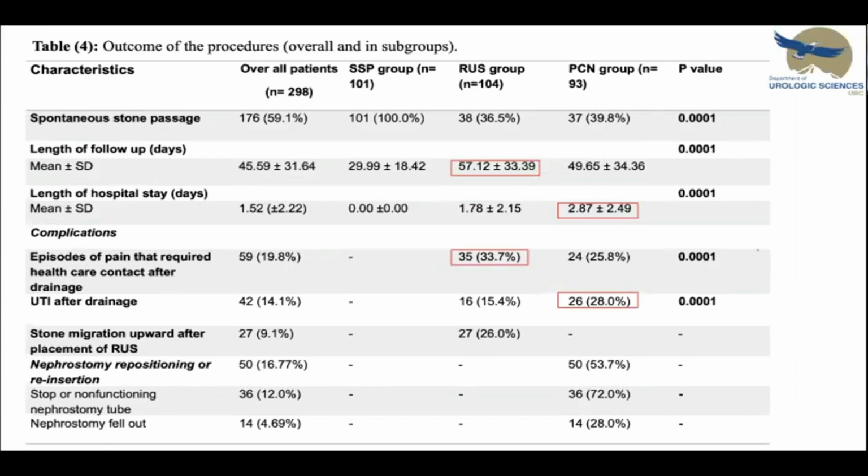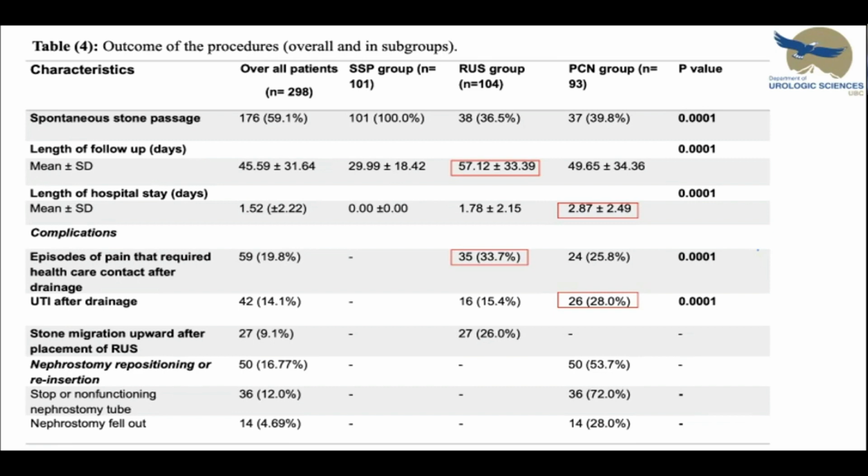Spontaneous stone passage rate at the end of follow-up period, we see it was 100% in the control group, followed by nephrostomy tube group 39.8%, and lastly in double J stent group 36.5%, with significant difference between groups. Length of follow-up was highest in double J stent group, then nephrostomy tube group, and lastly in spontaneous stone passage group, with significant difference between groups. Length of hospital stay was highest in nephrostomy tube group, then double J stent group.